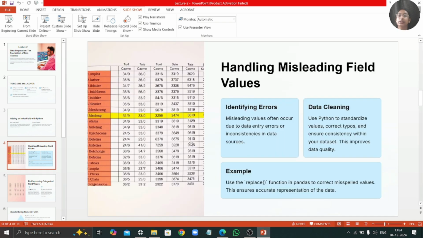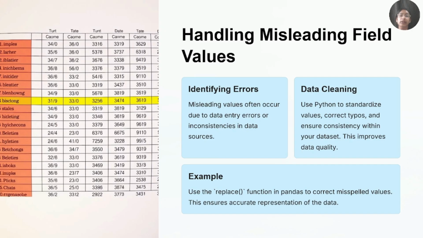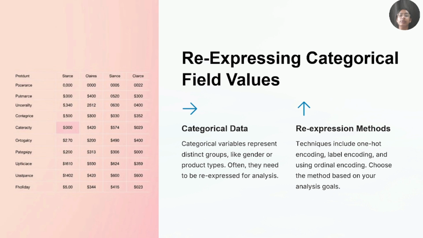Then we'll cover the next topic, which is re-expressing categorical field values, because categorical field values can be a category such as gender, male or female, or the status of relationship, which can be married, divorced, single, separated. We have separated referred to as s, and single is also represented by s, so it can create confusion. So we should write it in a more elaborated form, so we will re-express it.